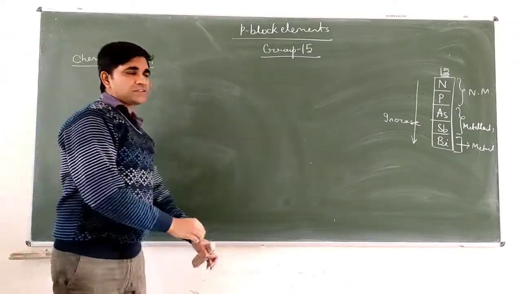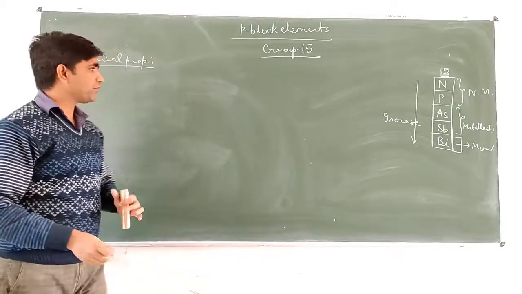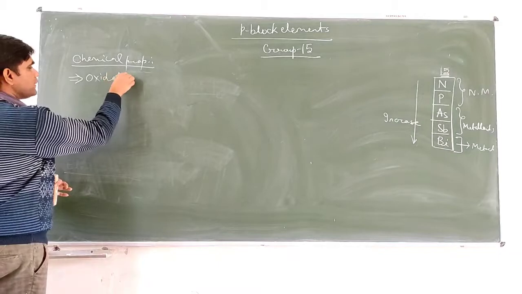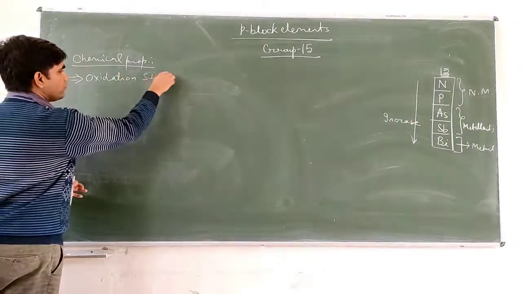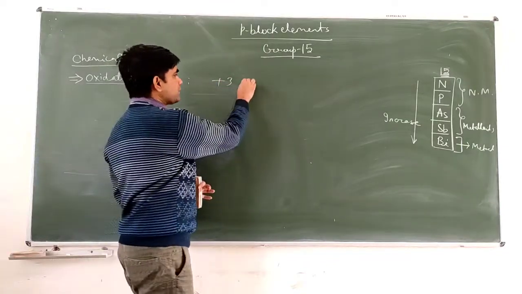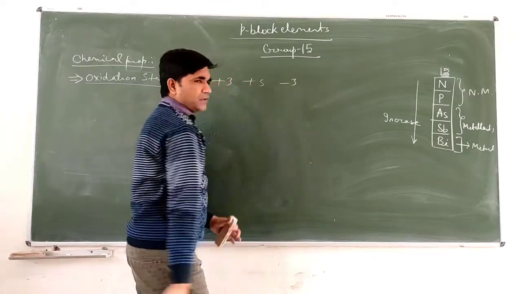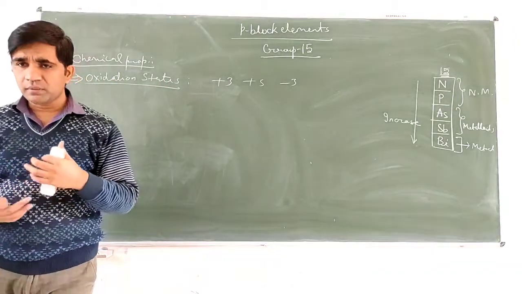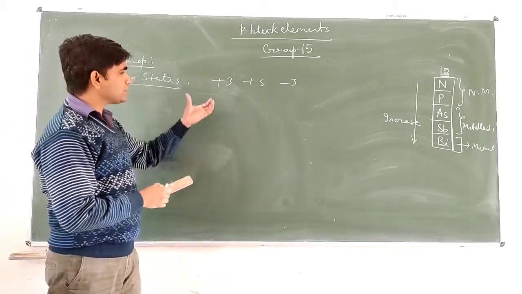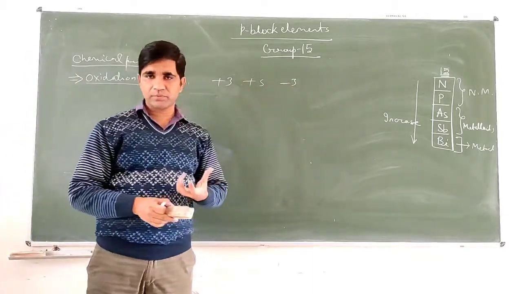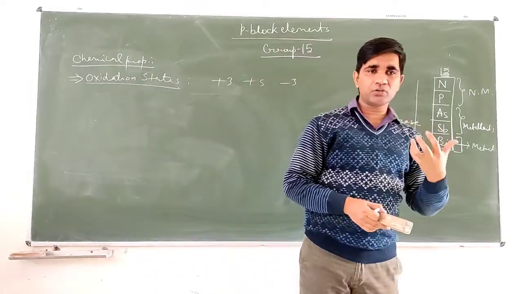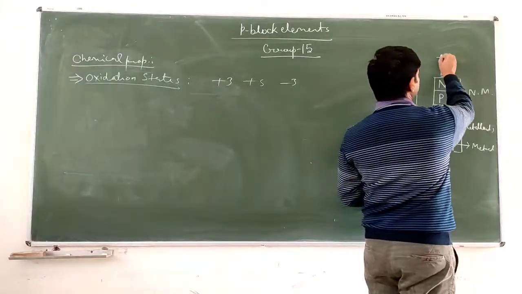Chemical properties will be discussed in two different segments. First is the oxidation state. The most common oxidation states of group 15 elements are +3, +5 and -2. Apart from this, they exhibit -3, +1, +4, etc. But most common are +3, +5 and -2. Clear? The maximum oxidation number which can be exhibited by a group 15 element is +5.